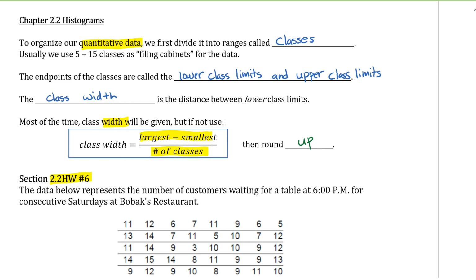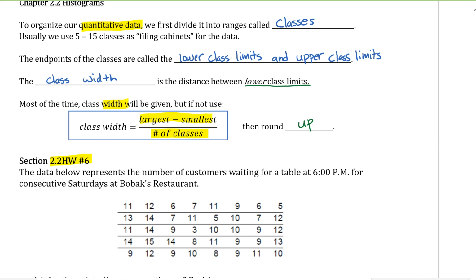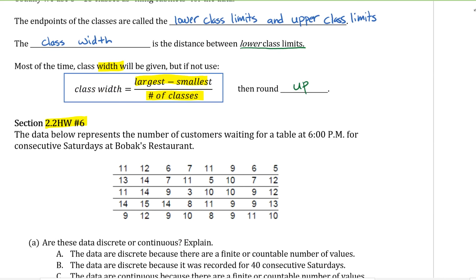The class width is the distance between consecutive lower class limits. You can also say consecutive upper class limits as well. Now, most of the time, class width will be given, but if it's not given, we can calculate it by using the largest number minus smallest number, and then divide it by number of classes. And once we get a number, we always round that number up to the next, right?